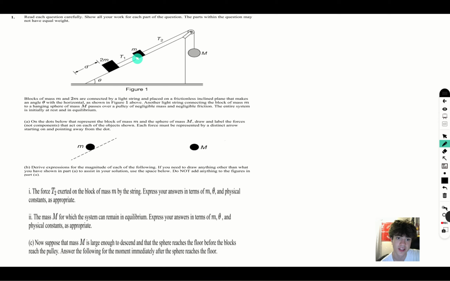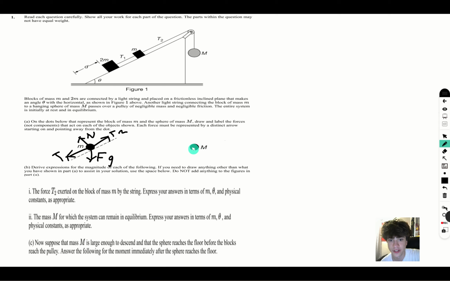So guys, let's take a look at this block m here. We can see that obviously there's going to be a tension going downwards and a tension upwards, so let's draw those two. This is T2, this is T1. On top of that, we're going to have the gravitational force acting on the block, and finally we have the normal force exerted by the floor onto the block, and that's going to be perpendicular to the slope.